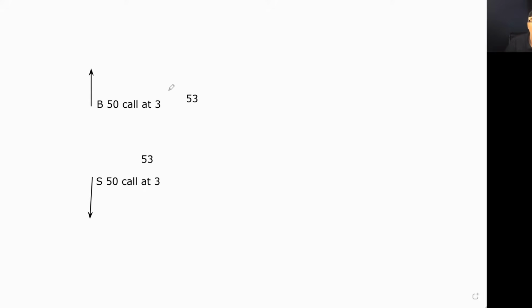Call up, put down. That's what people say a lot. If you buy a call, you're bullish. If you sell a call, you're bearish. But either way, break even is strike plus premium when it's by itself. So let's change this up a little bit. Let's change it to puts.